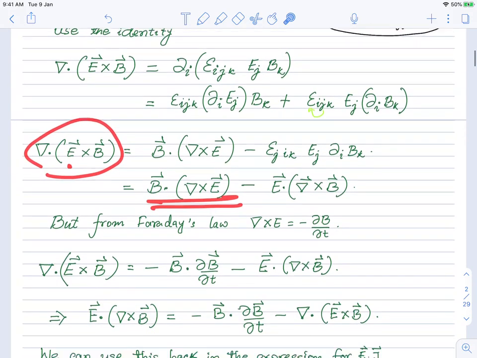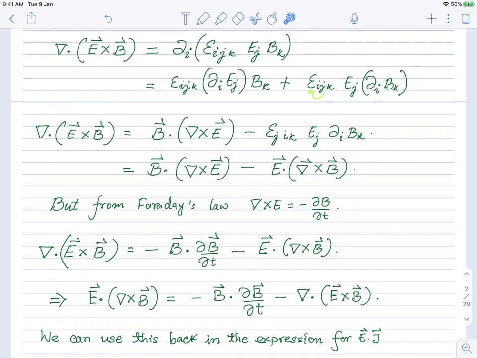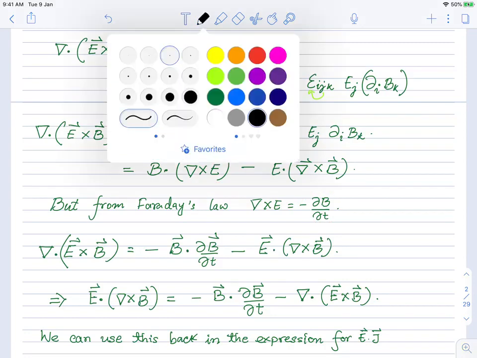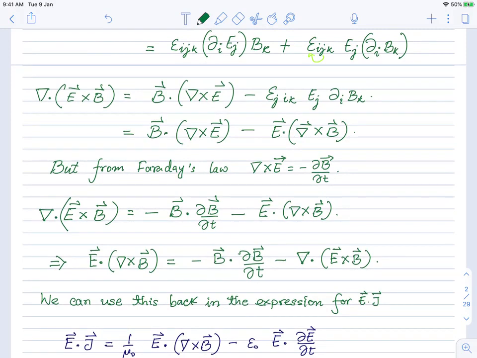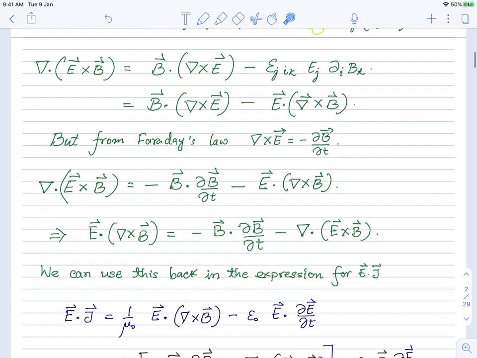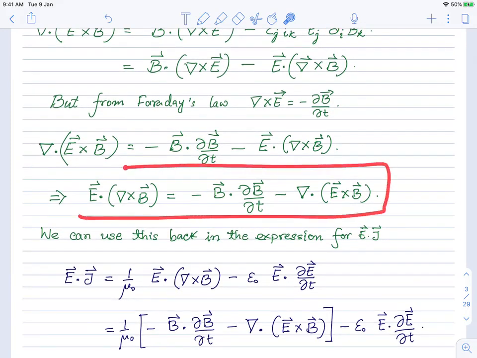Now we can also try to write down this curl of E using Faraday's law as minus del B del t. So we can put in the vectors here, which I have missed. If we write this in terms of del B del t, then this expression can be written simply as minus B dot del B del t. This is by Faraday's law, where curl of E becomes minus del B del t. The minus sign is here. And so we have finally arrived at this particular identity.